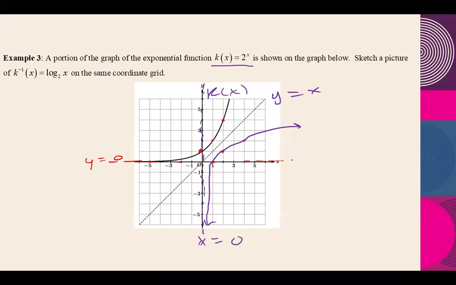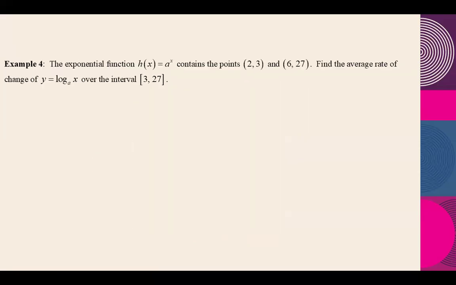Okay, the last part of 2C. Any questions about graphing the inverse? Okay, the last part here is, can you analyze by finding the average rate of change over a given interval, which goes all the way back to the beginning of unit 1, right? So we have the exponential function h of x equals a to the x, contains the points 2, 3, and 6, 27. Find the average rate of change of log base a of x.